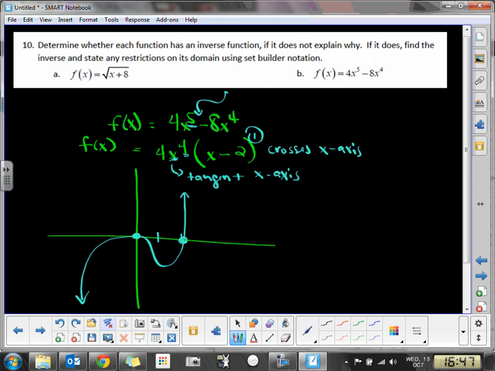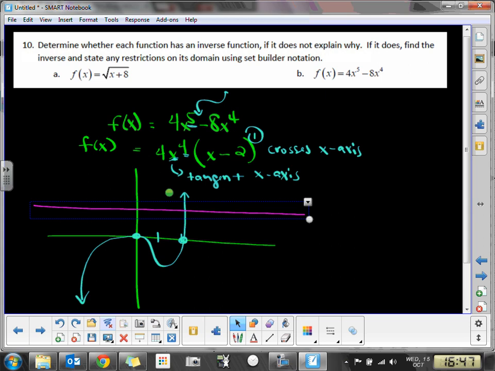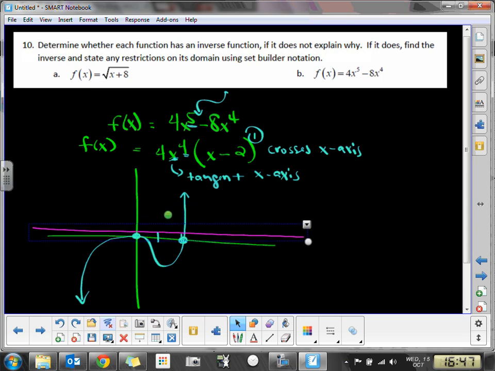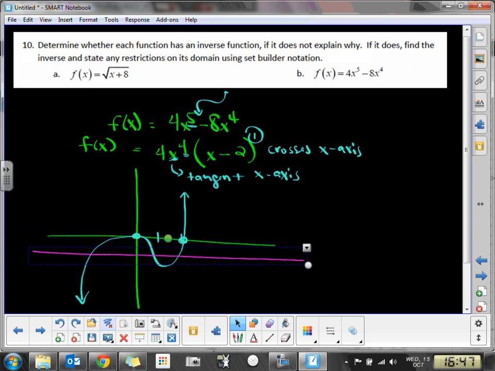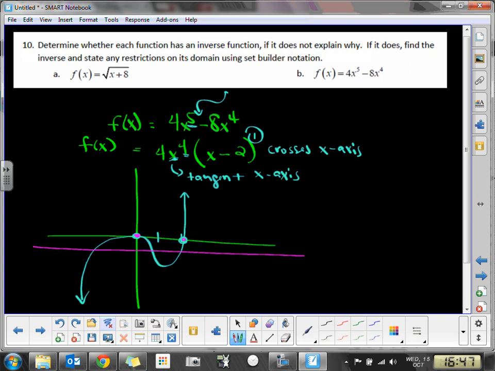Now the idea is, does this thing have an inverse function? If it does, it would have to pass the horizontal line test. So I'm using this red line or pink line to represent my horizontal line test. No, it fails because it has a relative maximum and a relative minimum point. It has turning points, so there can't be an inverse that's a function. So this one does not have an inverse function.